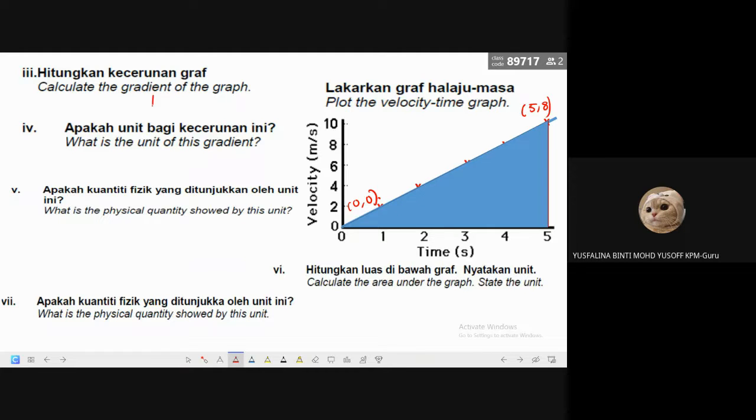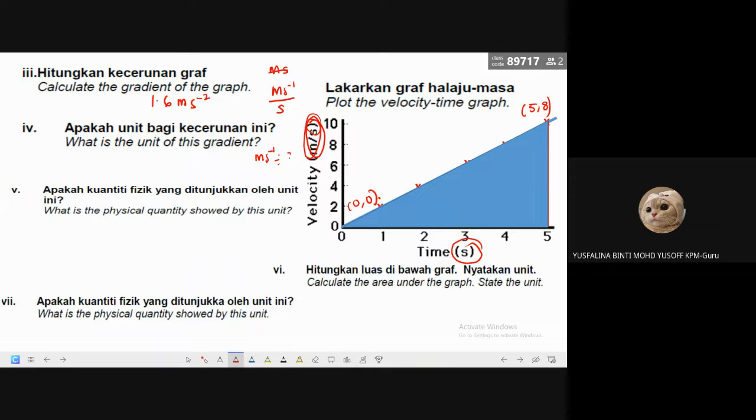So the gradient is 1.6 ms negative 2. Then how about the unit? Remember I said the unit must be the y-axis unit divided by the x-axis unit. So m over s, that is ms negative 1, divided by s. So ms negative 1.